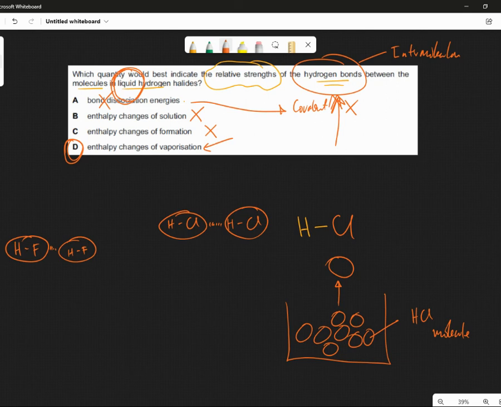Enthalpy change of formation doesn't tell you anything about the hydrogen bonds. But if I asked you how you would test the strength of the intermolecular bonds, one of the things you would say is, I would find the enthalpy change of vaporization, because the enthalpy change of vaporization will increase the stronger the hydrogen bonds. In other words, it will take more energy to vaporize something if the hydrogen bonds are stronger, and less energy if the hydrogen bonds are weaker.